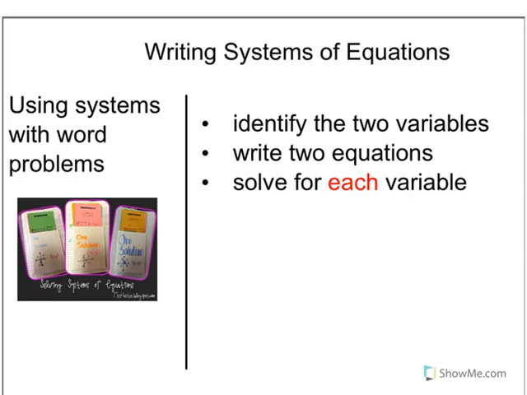When we're writing systems from word problems, we're identifying the two variables first, so you need to look at what it is that you're trying to find. Then you're going to write two equations, and once you've written the two equations, that's when you can begin to solve them using one of the three methods for solving systems.